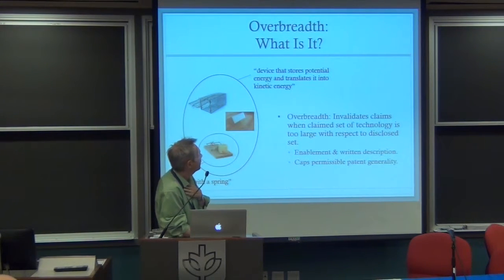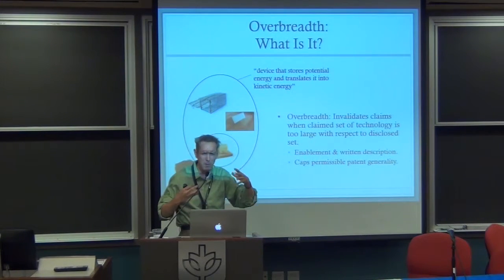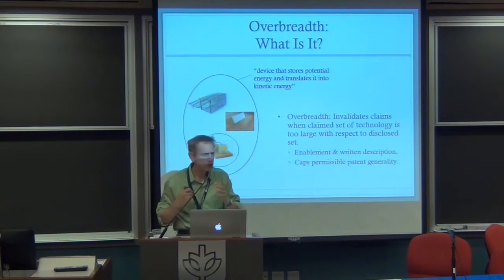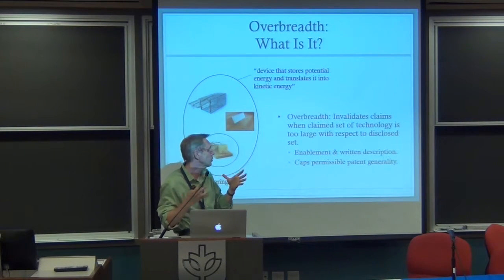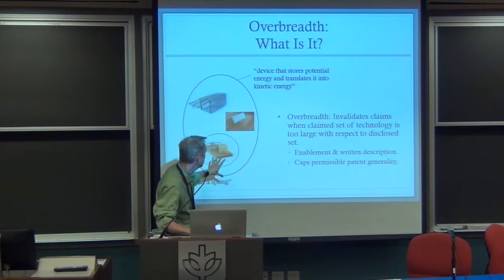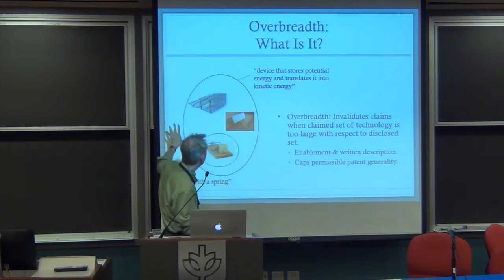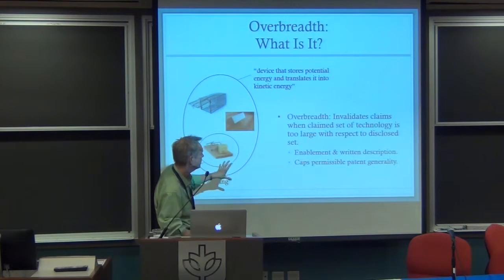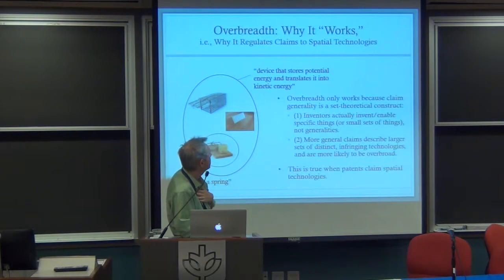So first, overbreadth. I think we all know what this is. It's a way of talking about both enablement and written description. It invalidates claims when the set of technology is too large with respect to the disclosed set. So we have a specification that discloses a smaller set of technologies, then we allow the claim to expand beyond that and encompass a larger set. And we know that overbreadth caps permissible patent generality.